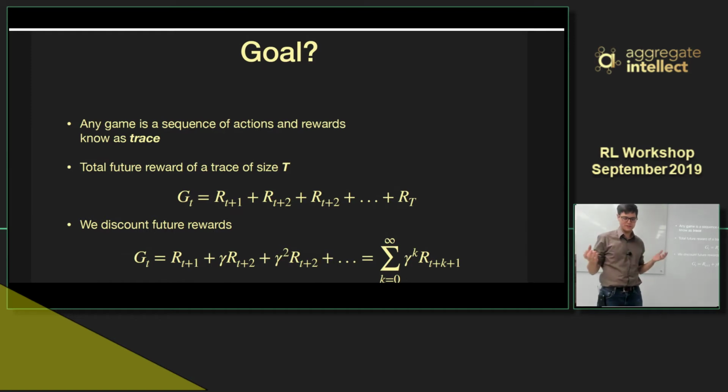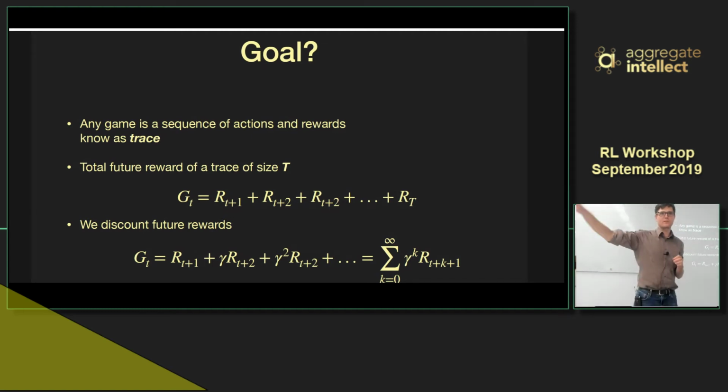And what are we trying to do? For every state we are in, we want to maximize all future rewards, which we're going to expect. And this is the G_t here on the slide.